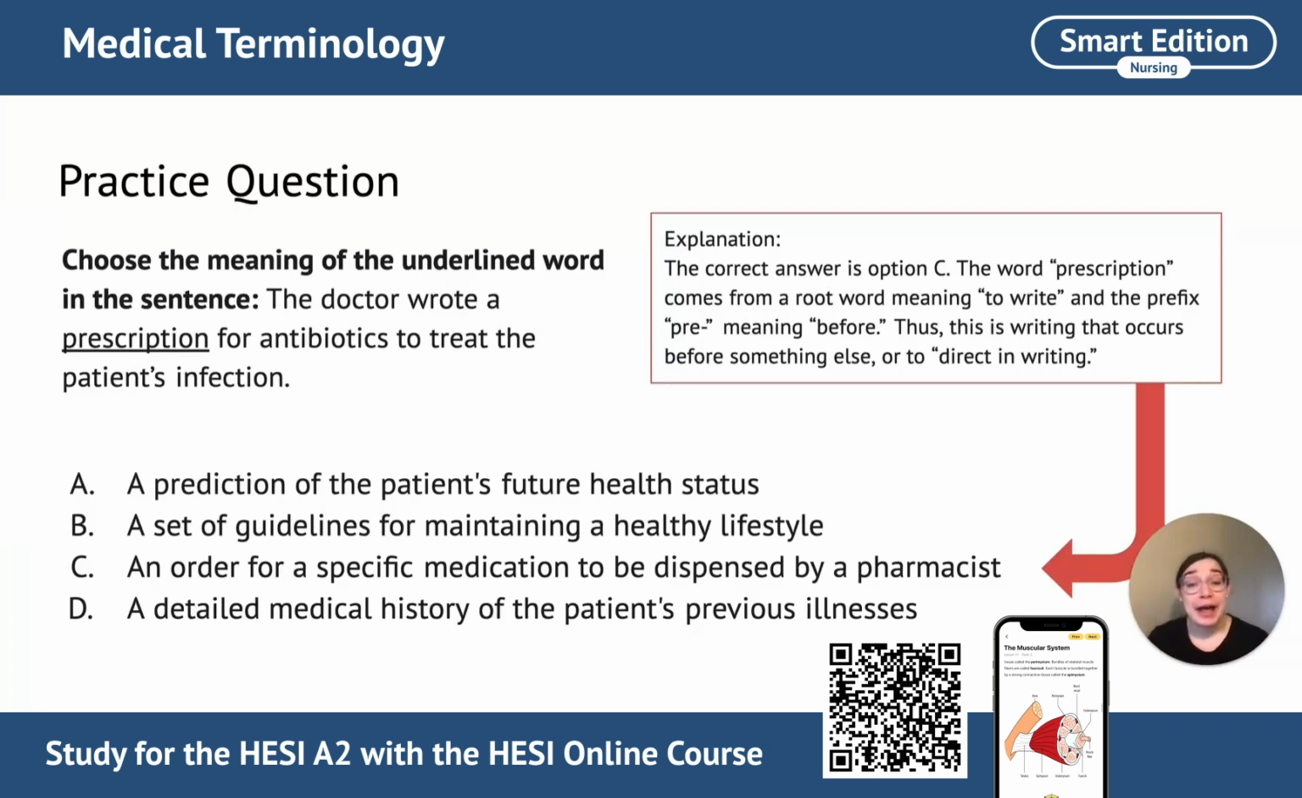So you can see how that correlates with our definition. You can also see how that fits the context of our sentence. And that makes option C our correct answer. A, B, and D are referring to other words. A is referring to a prognosis. B is referring to a regimen, while D is describing a medical history, a history and physical, for example. So C is the only answer that makes sense here, and we've seen why.